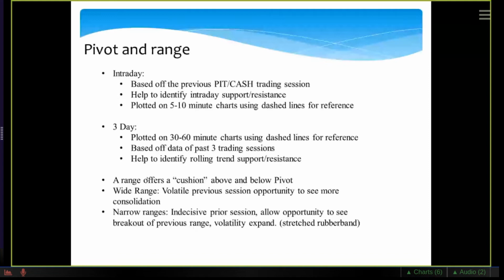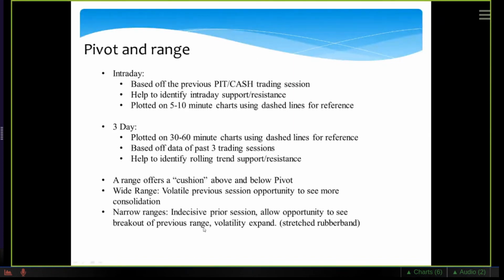The width of the range is very important, because the tighter the pivot is, the more it shows indecisiveness, and that could be a sign of caution that we could see range expansion. And we'll take a look at those too. So a wide range means a volatile previous session, with opportunity to see consolidation. A narrow pivot range indicates it was an indecisive prior session, and allows opportunities to break out of a previous range.